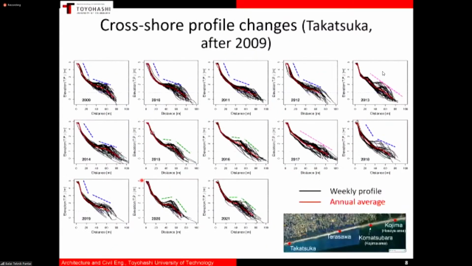And this is just an example of our survey data. This is the cross-shore profile of each year, only the example from 2009. So we can capture these cross-shore profile changes in each year. The red line is the annual average, and these black lines are weekly profiles. So each beach has a lot of change every year. But some years are very smooth, almost straight, but sometimes there are some berms. So we have to capture these characteristics of this beach.